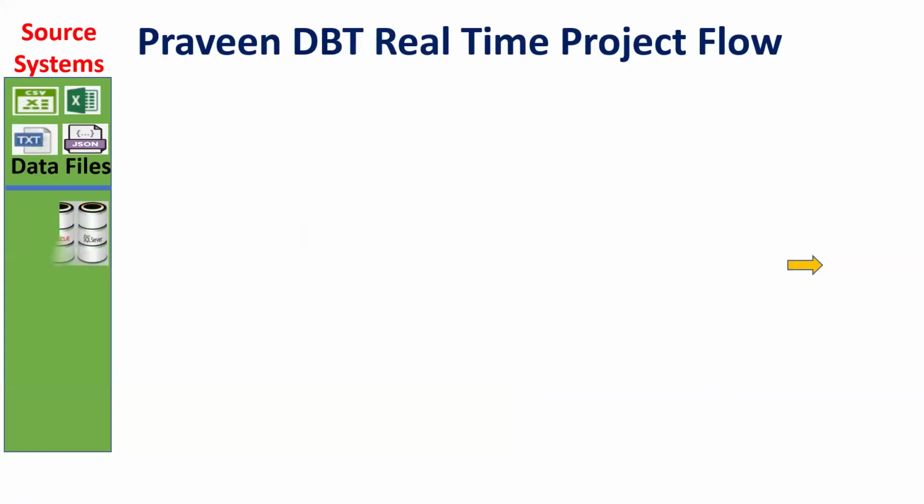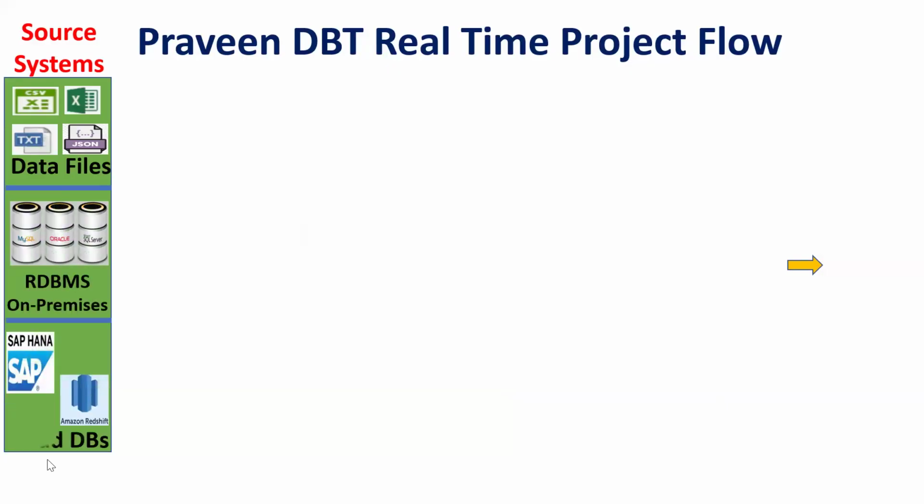So say an Oracle database is there, and SAP. Our data will be in different source systems. The company wants to move their data to Snowflake because of cost cutting, performance, or anything.